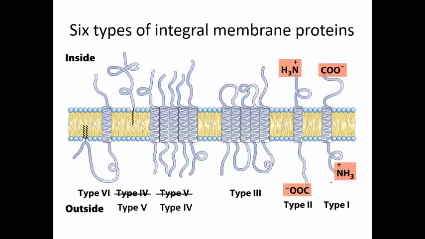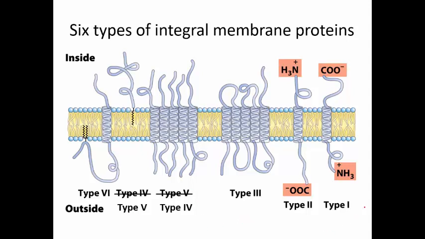All right, so then we have subcategories of the integral membrane proteins. And I want to point out right here, there is a typo in your book. The legend describes it properly, but the actual figure is wrong. It's got type 5 and type 4 flip-flopped. They start with type 1 over here, but then they've flip-flopped. So just be aware that that's wrong.